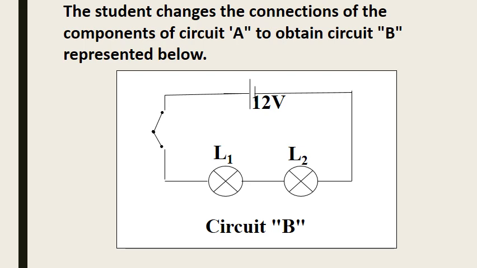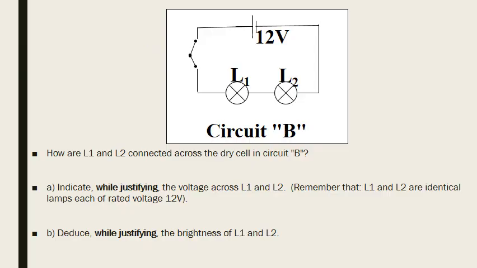The student changed the connections of the components of circuit A to obtain circuit B represented below. So how are L1 and L2 connected across the dry cell in circuit B? This is L1 and this is L2. They are together, so this is in series. Okay, so when they're next to each other, it's in series. Indicate while justifying the voltage across L1 and L2.